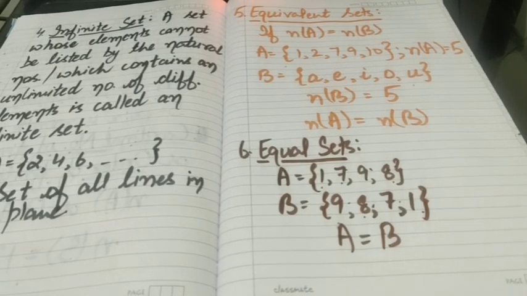So in this video, we have discussed empty set, singleton set, finite set, infinite set, then cardinal number or order of a finite set, then we did equivalent sets, and finally we did equal sets.